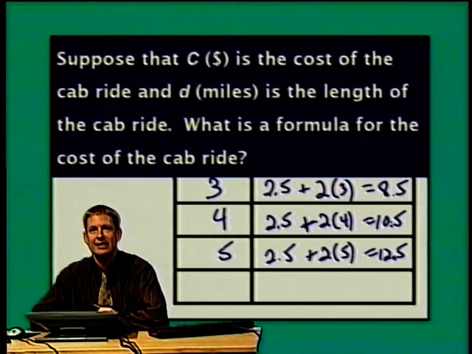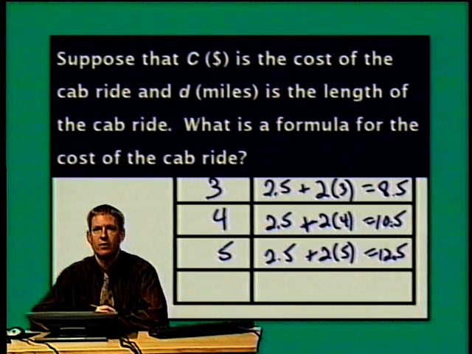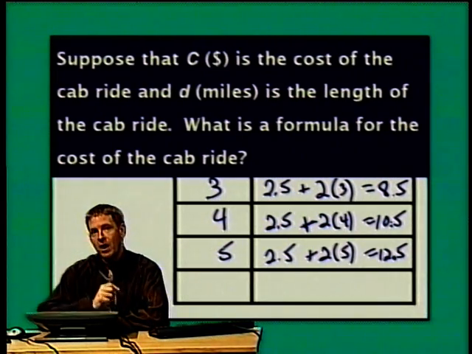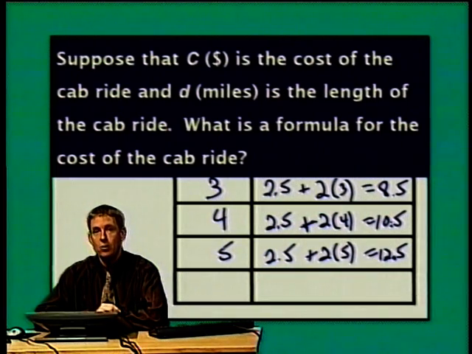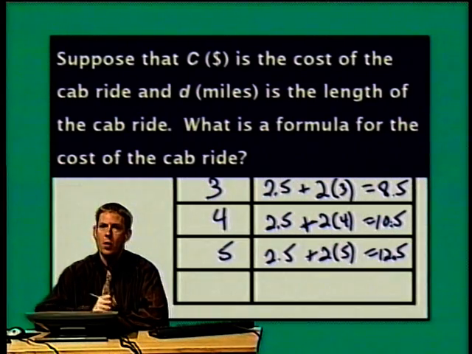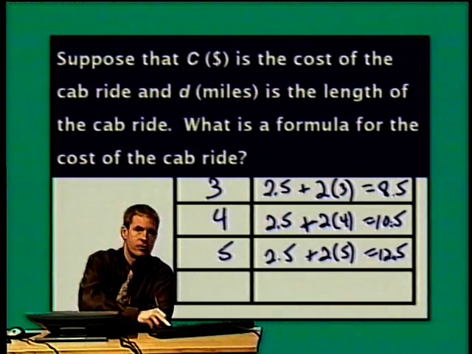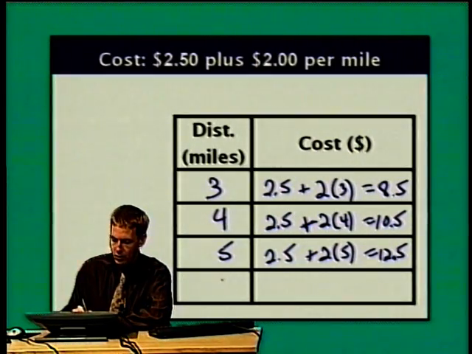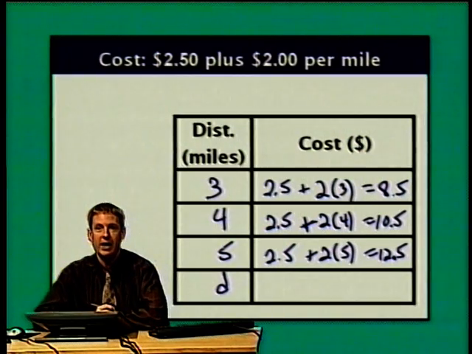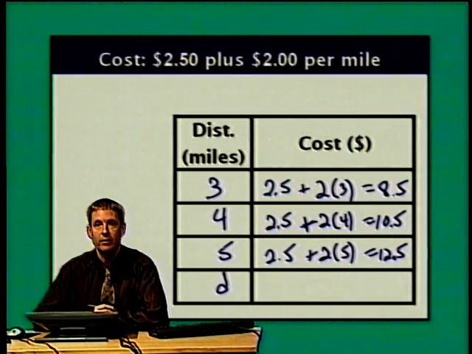So let's suppose that C, measured in dollars, is the cost of the cab ride, and D, measured in miles, is the length of the cab ride. What is a formula for the cost of the cab ride? Before I write anything into my table here, I do want to note that I have different letter cases for C and D, and you do want to get into the habit that when you are copying letters from a word problem into your work, you want to make sure you use the same letter case. So the letter case for our distance was lowercase. We have a lowercase d representing the distance traveled.